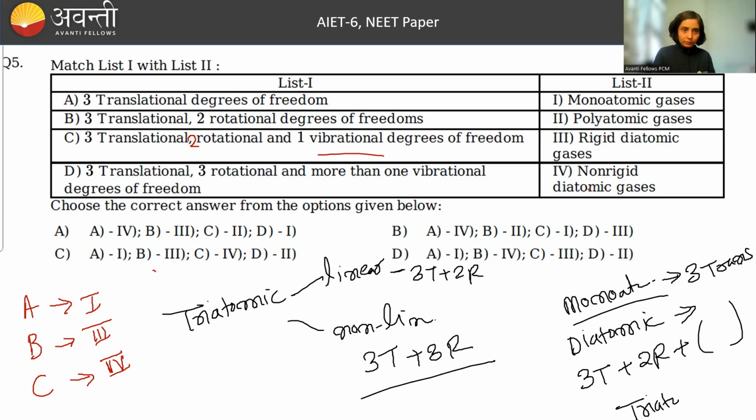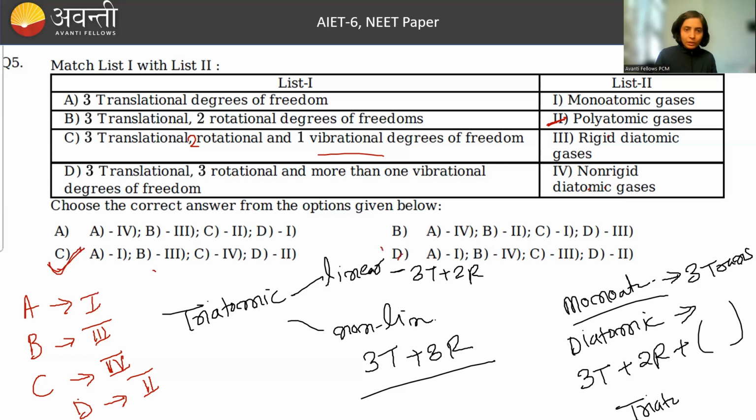Now let's come to another one. Last one, 3 translational, 3 rotational, and more than 1 vibrational degree of freedom. So given 3 translational, 3 rotational, it will be polyatomic gases. So here the polyatomic option is only one, that is 2. So the correct answer for D will be 2. So which one is going to be correct? Correct will be A1, B, 3. So this is C.